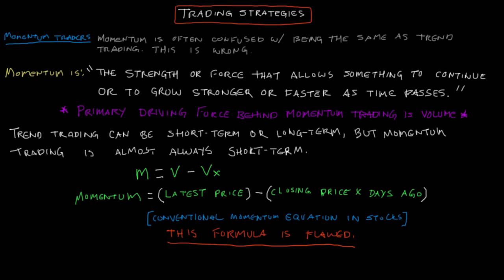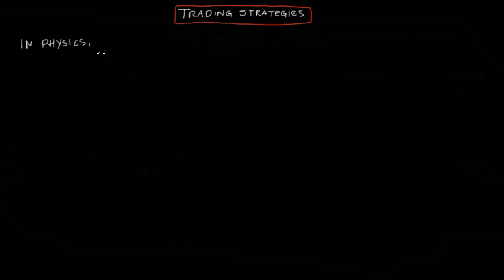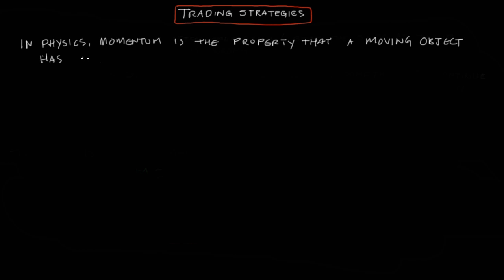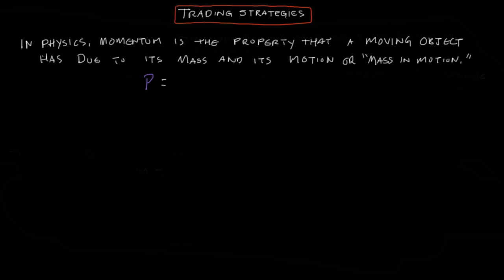So what I did was adopt the momentum formula used in physics and substitute it to fit a company's stock price. In physics, momentum is described as the property that a moving object has due to both its motion and its mass, or simply put, mass in motion. The formula to characterize this expression is written as P equals M times V, or momentum equals mass times velocity. Physics uses a capital P to denote momentum, which derives from the momentum of a particle.